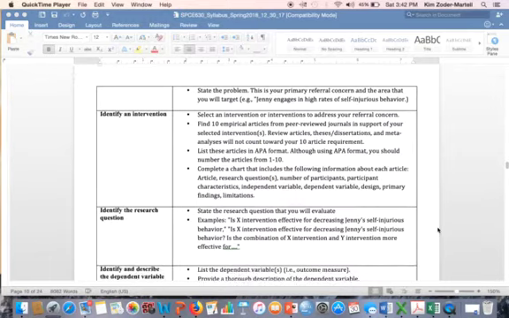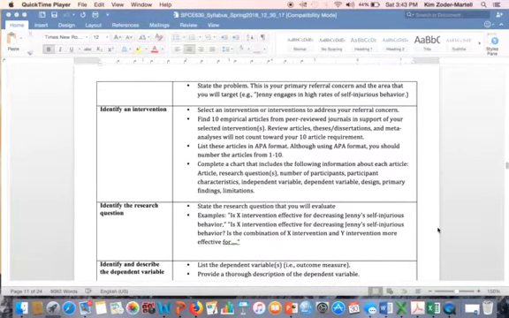The next component you should start working on from week 1. It is not due for a couple of weeks, but this is one of the largest components. So you're going to select an intervention or interventions that address your referral concern. In order to do this, you are going to need to consult the literature. You are going to find 10 empirical articles from peer-reviewed journals in support of your selected intervention or intervention components. You cannot use review articles. You cannot use theses and dissertations and meta-analyses. These will not count toward your 10 article requirement.